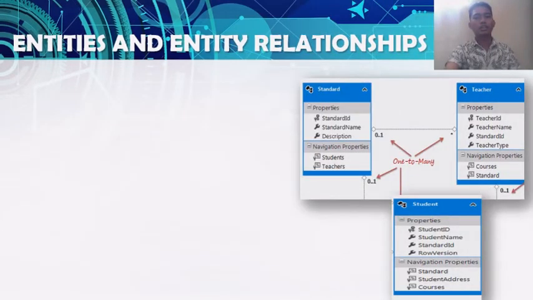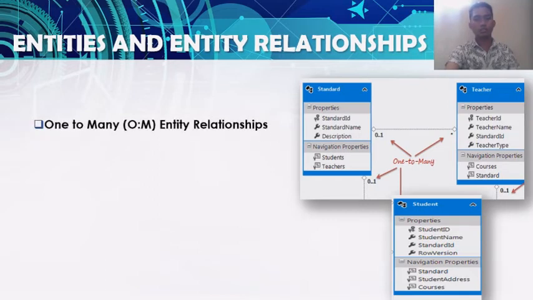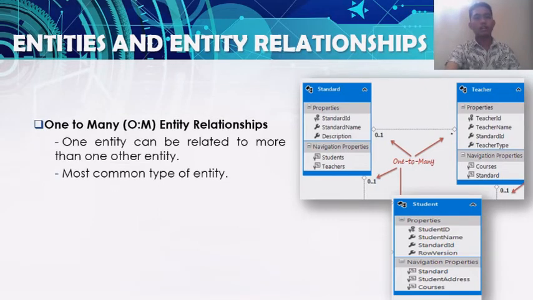The second type of entity relationship is the one-to-many entity relationship. In this relationship, one entity can be related to more than one other entity. That's why it is called one-to-many. It is the most common type of entity relationship.